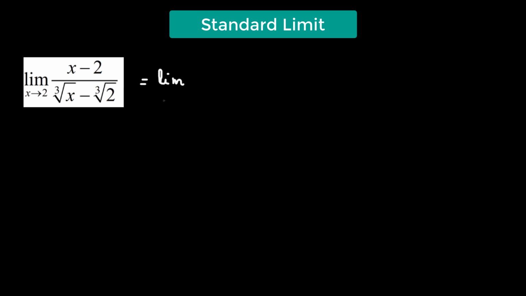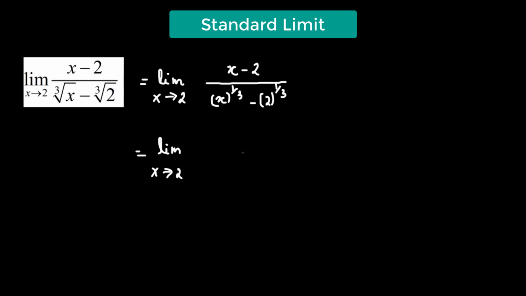So we have limit x approaching 2. Let's not work with the numerator for the time being. We have x minus 2 divided by, in the denominator, the cube root of x, which can be written as x raised to the power of 1/3, minus the cube root of 2, which is 2 raised to the power of 1/3. Now we're going to divide both the numerator and the denominator by the value of the numerator, which is x minus 2. That leaves us with 1 in the numerator, and we have x raised to the power of 1/3 minus 2 raised to the power of 1/3, divided by x minus 2.